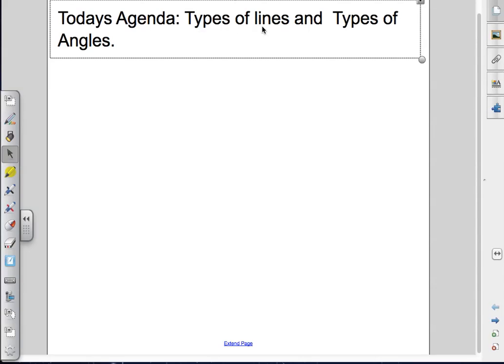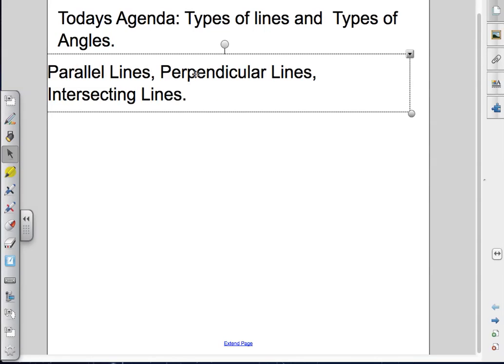We're going to talk about types of lines and types of angles. There's a lot of notes today, so let's get ready to do some work. Okay? The kinds of lines that we're going to be talking about today, guys, are parallel lines, perpendicular lines, and intersecting lines. So first, let's talk about the simple ones. Let's talk about parallel lines.